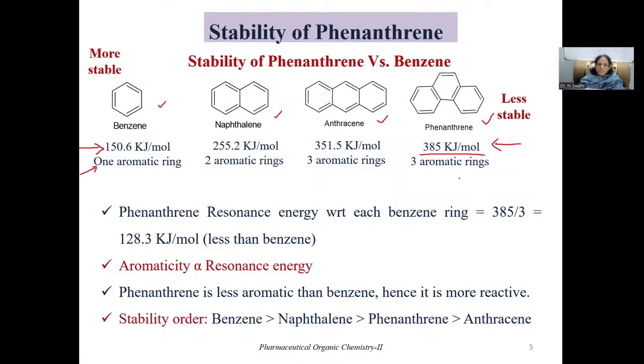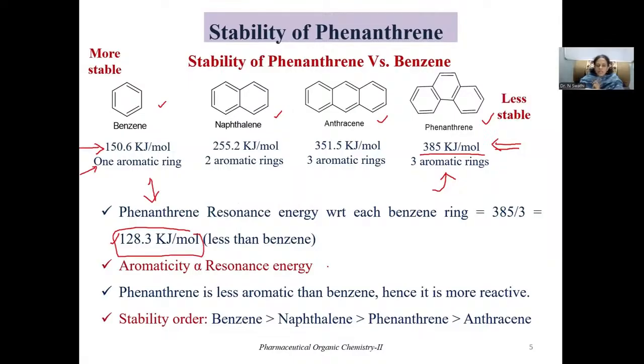Okay, so as we have discussed in the earlier course videos of naphthalene and anthracene, here for phenanthrene also we have to consider the resonance energy with respect to each benzene ring. The resonance energy mentioned here corresponds to the 3 aromatic rings. So when we calculate it with respect to each benzene ring, we have to divide this value, that is 385, by 3. Then we get 128.3 kilojoules per mole as the resonance energy of phenanthrene with respect to each benzene ring. This value is less than the benzene resonance energy, which is also for one aromatic ring system.